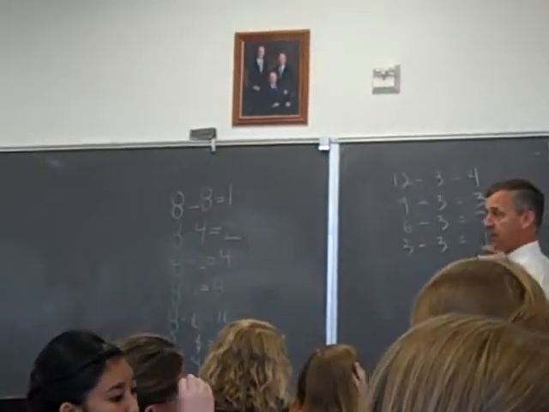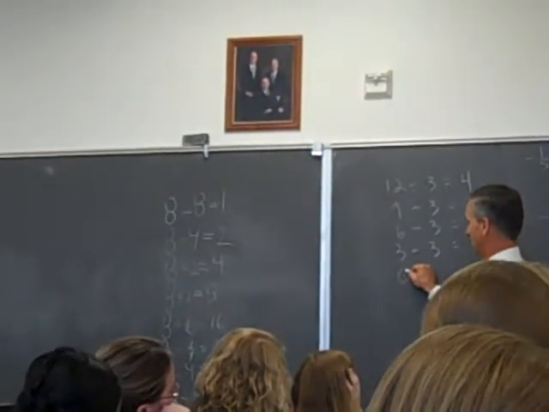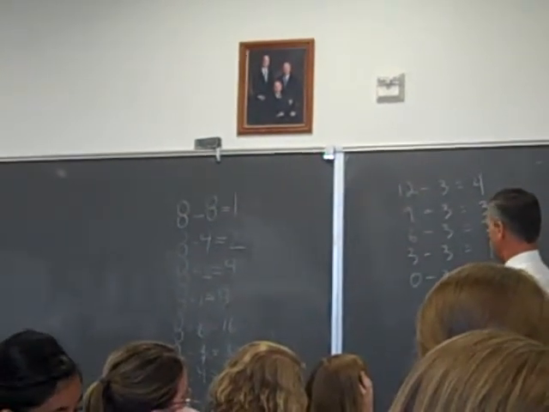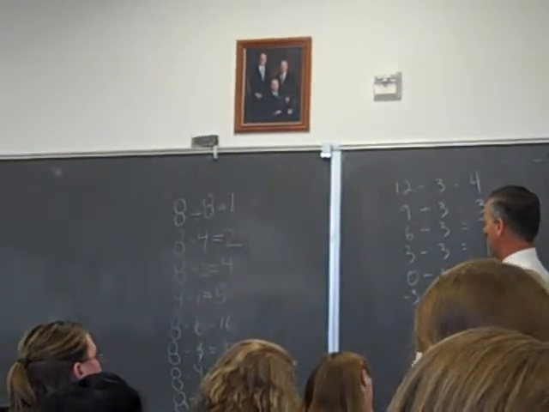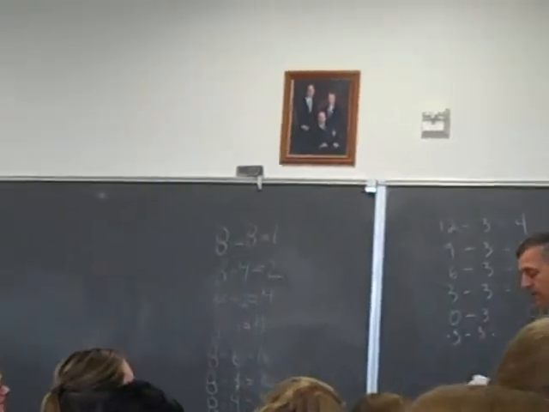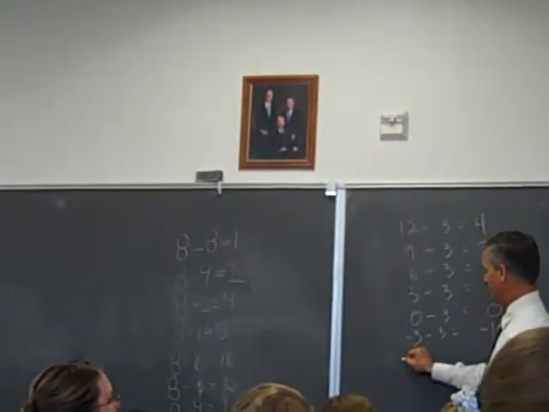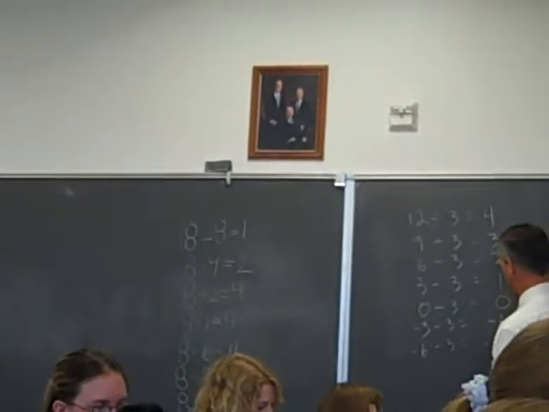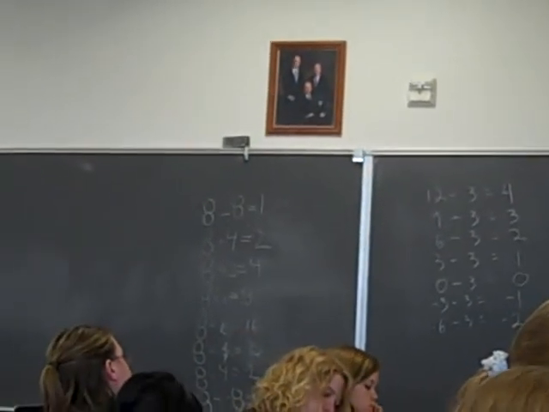And what's happening here? Let's keep going. 0 divided by 3 is 0. What's next? Negative 3 divided by 3 is negative 1. How do you know it's negative 1? Because this one's going down 1. Negative 6 divided by 3 is negative 2. That could possibly be used, right?